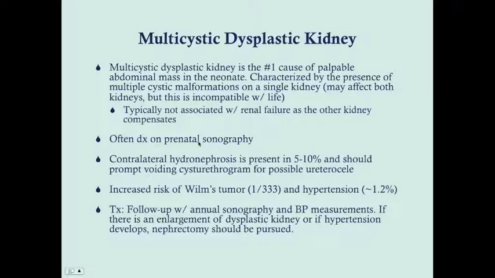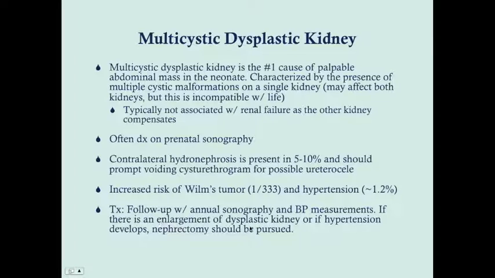So this is typically diagnosed prenatally, and then the contralateral kidney will usually have a degree of hydronephrosis, about 5 to 10%, and that should prompt avoiding cystourethrogram because there can be a possible ureterocele in these cases. There is an increased risk of Wilms tumor in multicystic dysplastic kidney, and there's also an increased risk of hypertension. The treatment is just going to be to follow these children up with sonography, looking for a Wilms tumor, and blood pressure measurements to make sure that they're not going into hypertension.